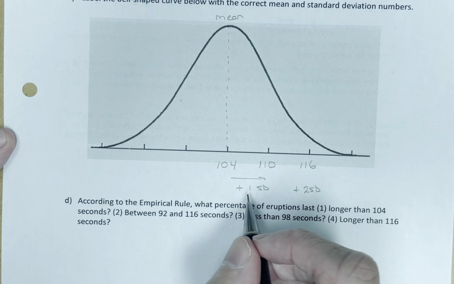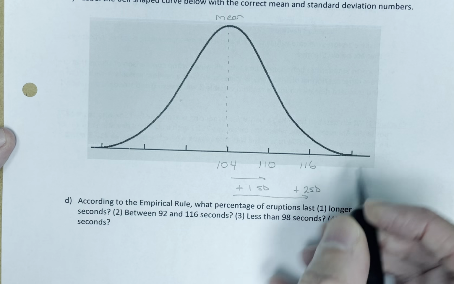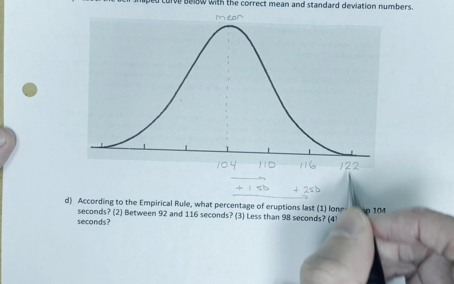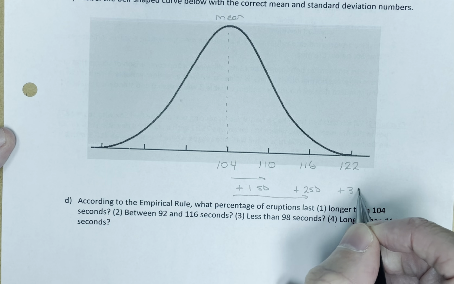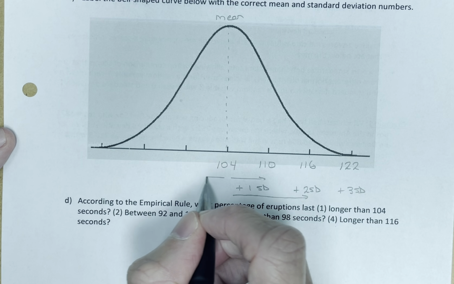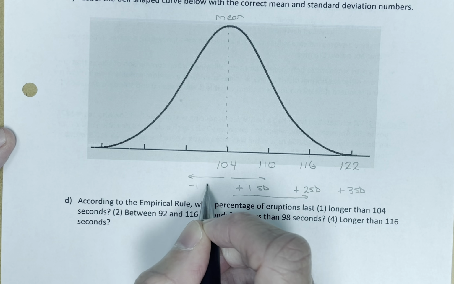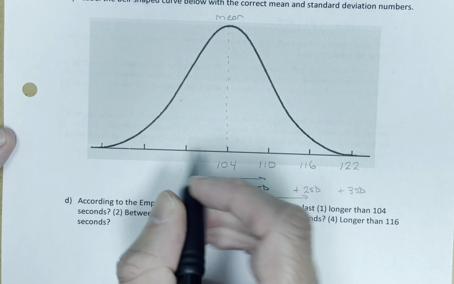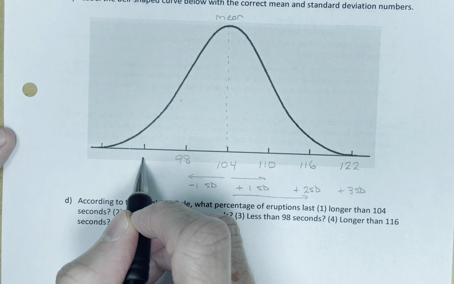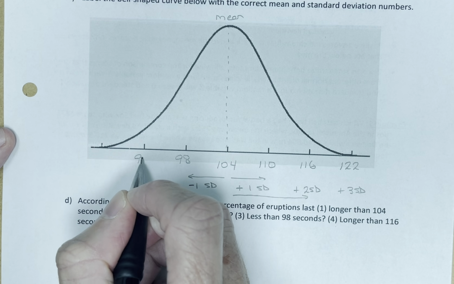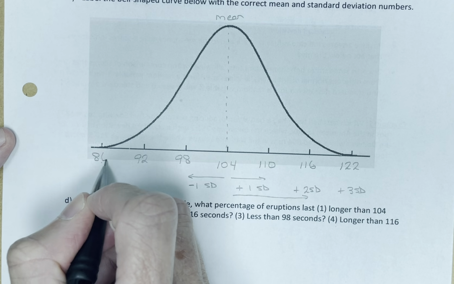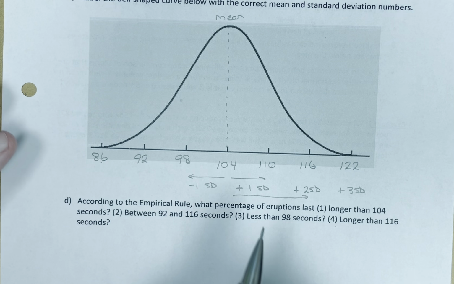I'll add again for the plus 2, another plus 6. I get to 122, and that is plus 3 standard deviations. Let's go the other way. If I subtract 1 standard deviation, subtract 6 to 98. Go back a second standard deviation, subtract 6 to 92. Go back a third standard deviation, I get to 86 when I subtract 6 again.